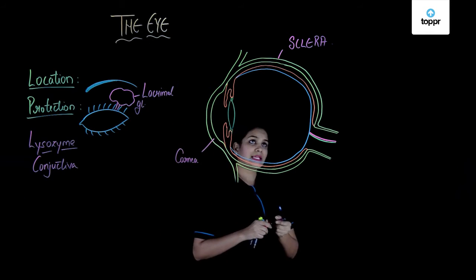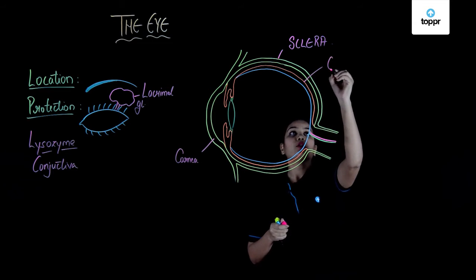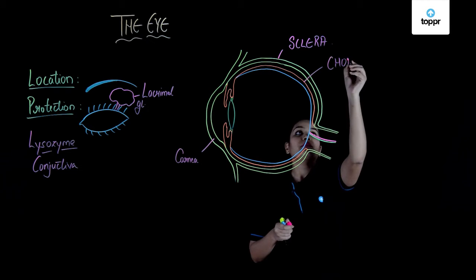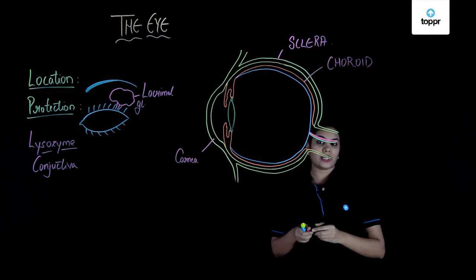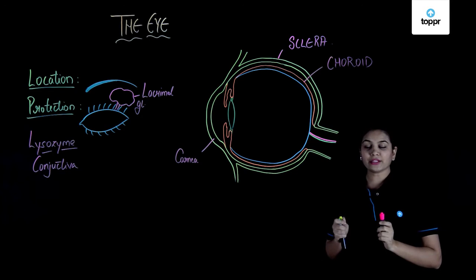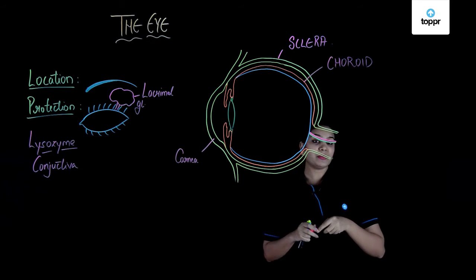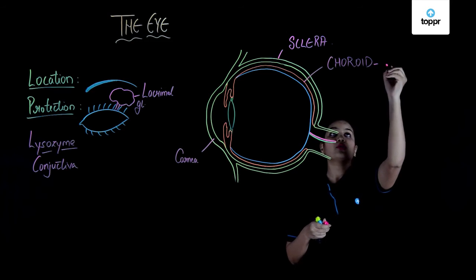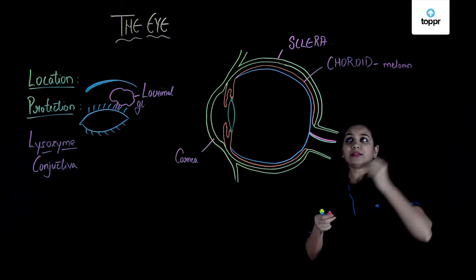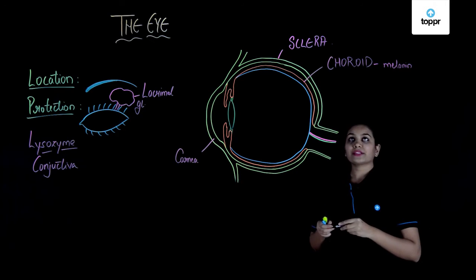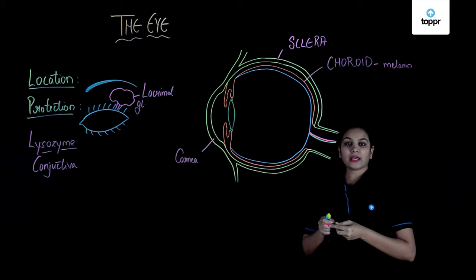Now coming to the second layer, this orangish one in here, it is called the choroid. Choroid is a very important layer of the eye because it is highly rich in blood vessels. In the choroid there is also a pigment present, called melanin. Choroid is important also because it prevents the reflection and scattering of light inside the eye.